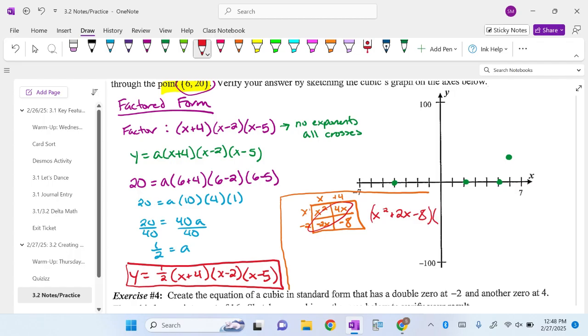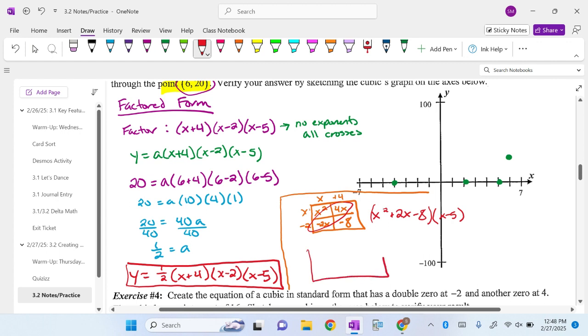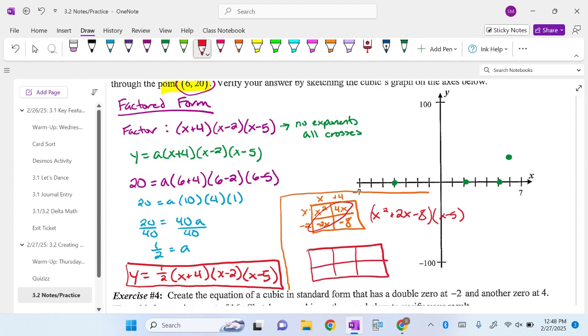Then I'm going to multiply that by x minus 5. So that's my second box. So I have x squared plus 2x minus 8 all over x minus 5. What's x times x squared? X cubed. What's 2x times x? 2x squared. Then I got negative 8x, negative 5x squared, negative 10x, and positive 40.